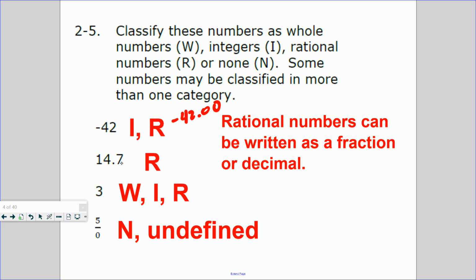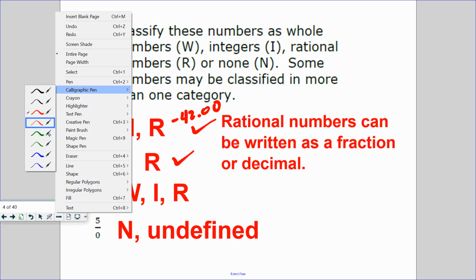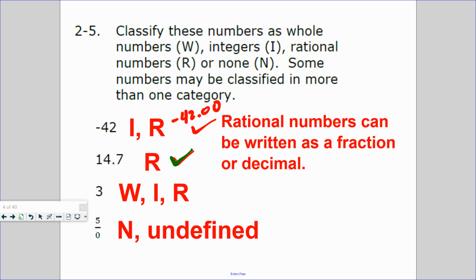Next one, 14 and 7/10. That's in decimal or fraction form, so it's a rational number. You know what? I need to use a different pen color so you can see what I am doing. So dot, dot, 3. 3 is a number. It's a whole number because whole numbers are positive. 3 is an integer. It could be positive or negative as long as it's not a decimal. And it could be a rational number because 3 can be written in decimal form.